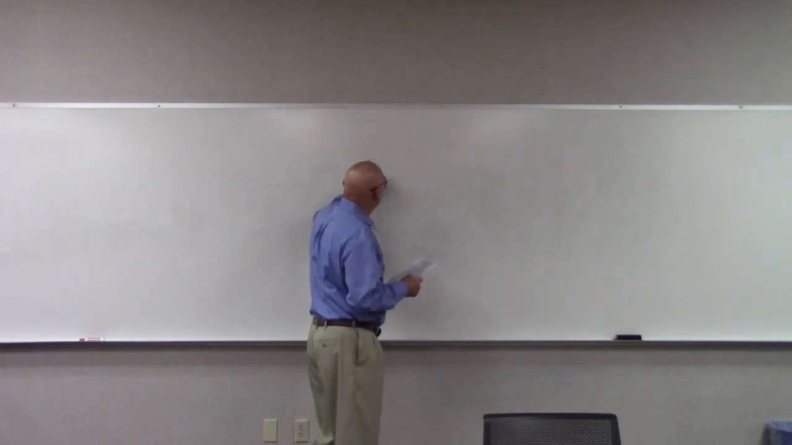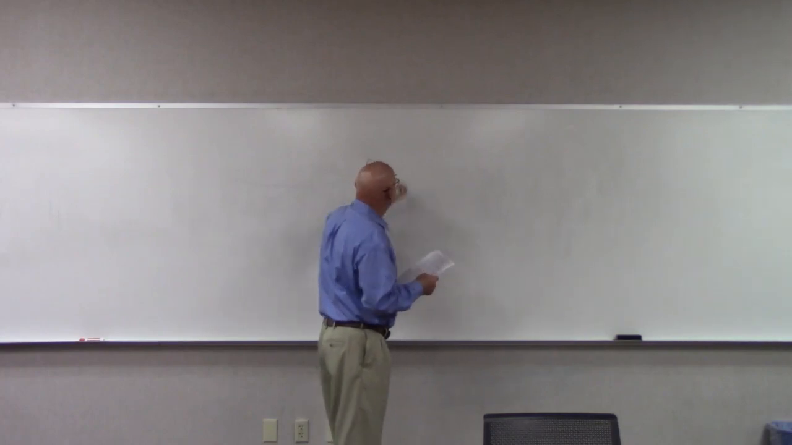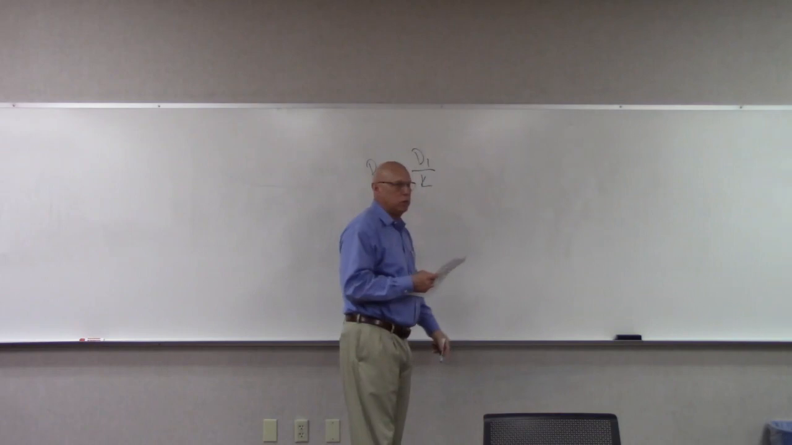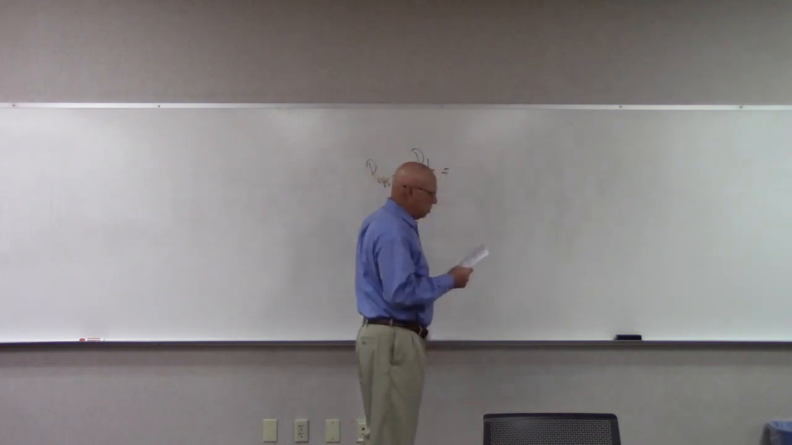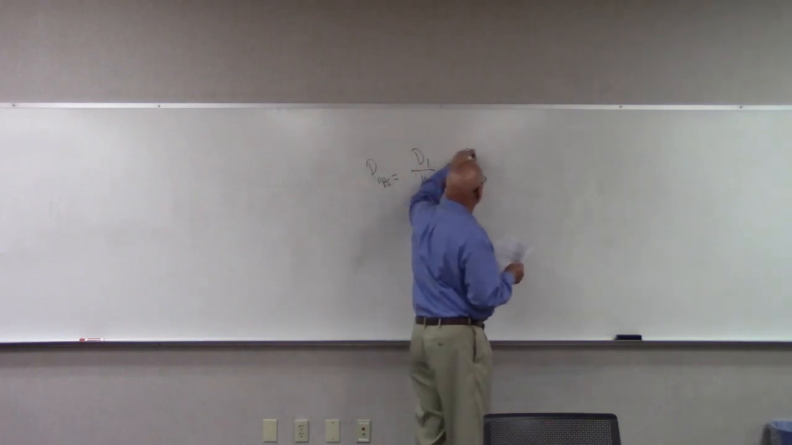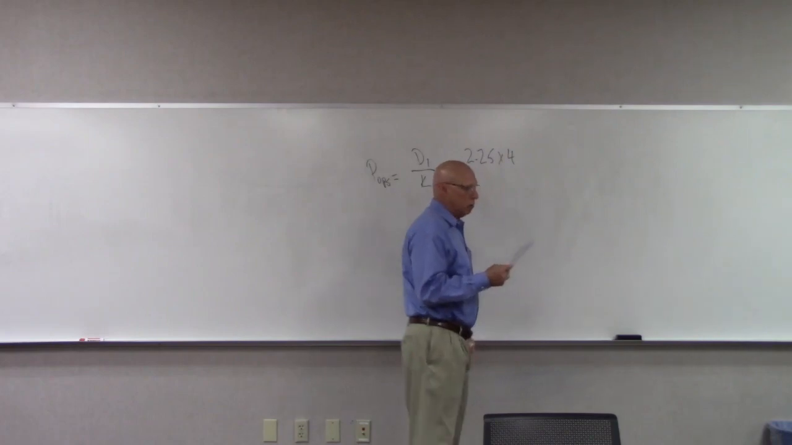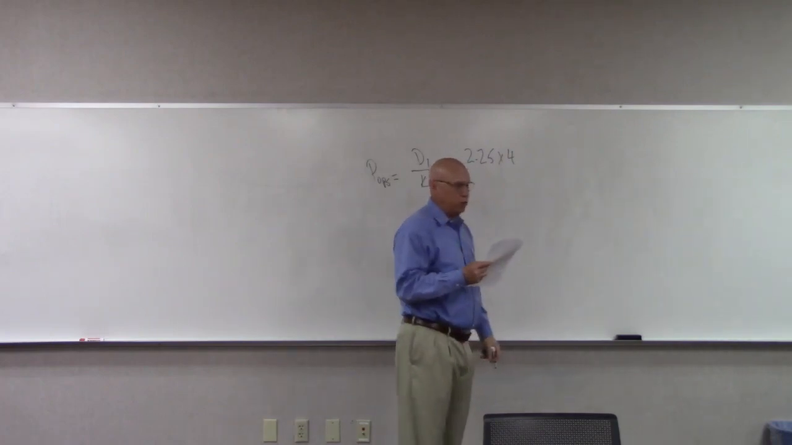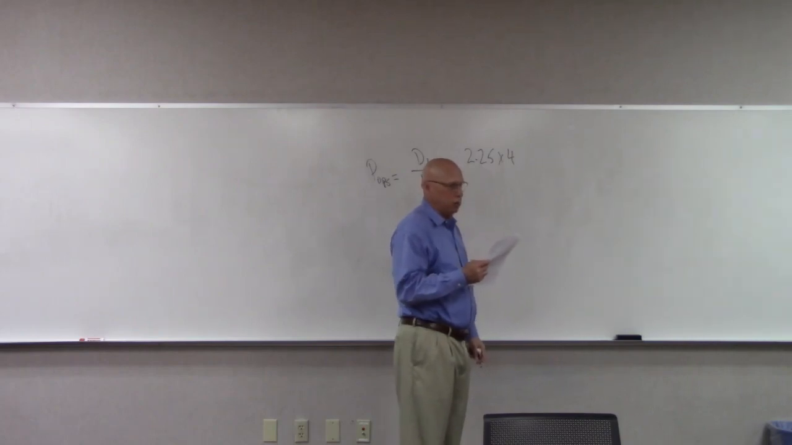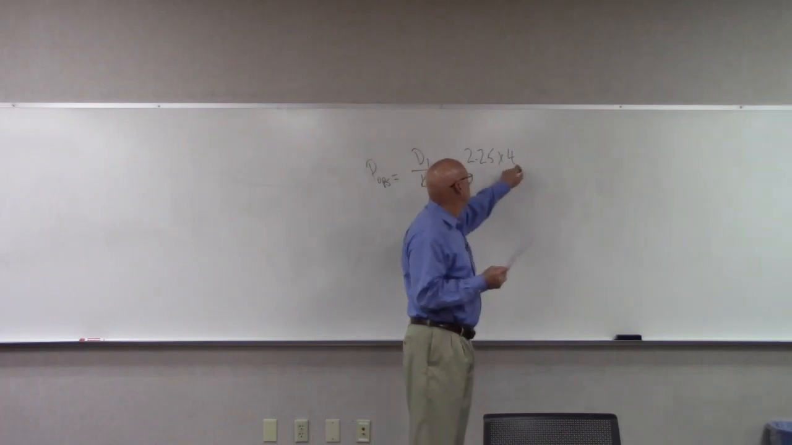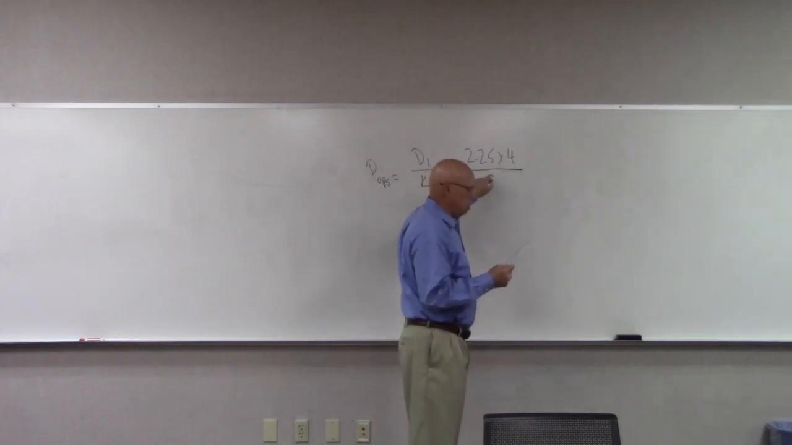P0 of a preferred stock is equal to D1 divided by K. And D1 is 2.25 times 4. 2.25 is a quarterly dividend, and the 9% is an annual yield. So 2.25 times 4 divided by 0.09.